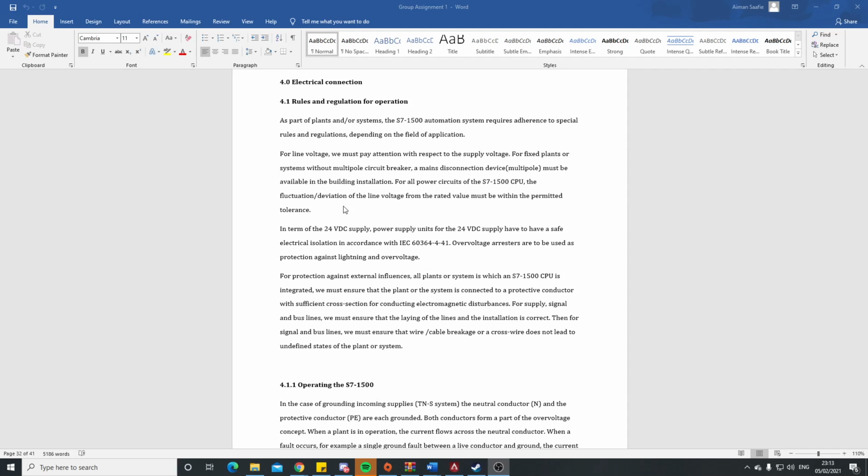So we go to the line voltage. For the line voltage, we must pay attention with respect to the supply voltage. For a fixed plant or system without multiple circuit breakers, a main disconnection device must be available in the building installation. For all power circuits of the CPU, the fluctuation or deviation of the line voltage from the rated value must be within the permitted tolerance.